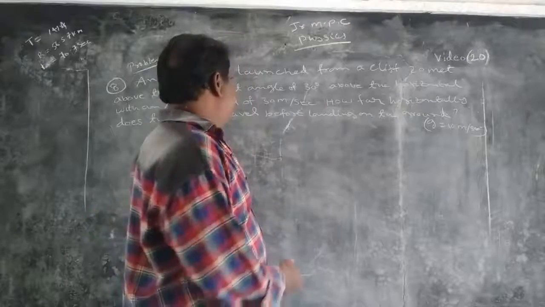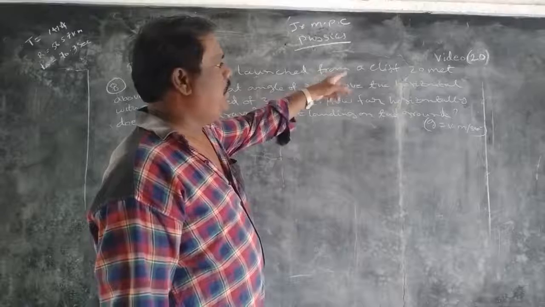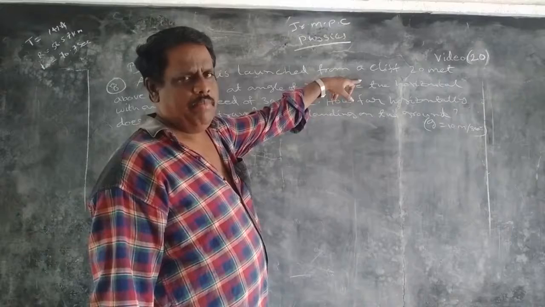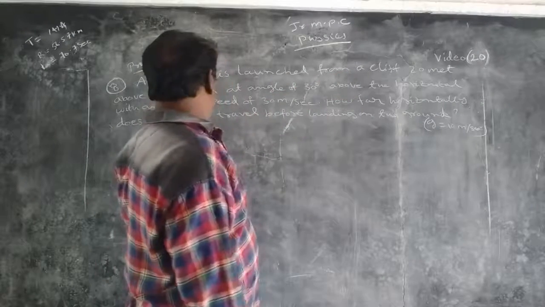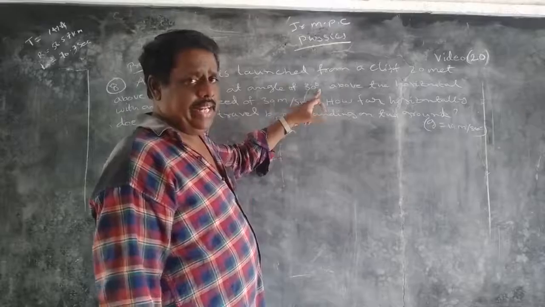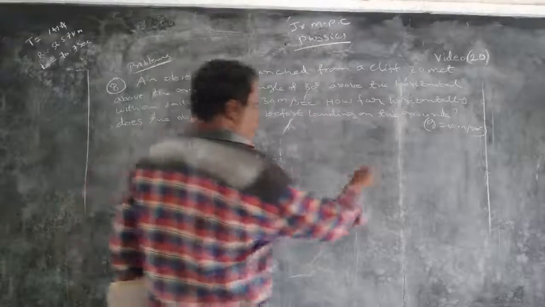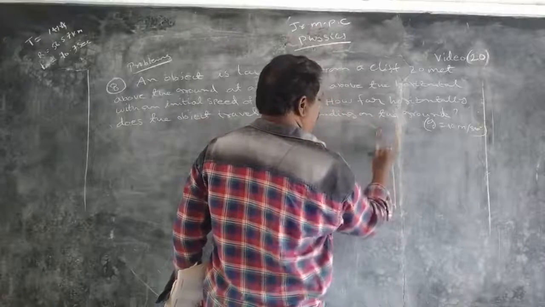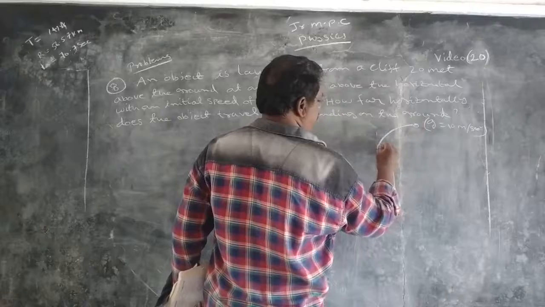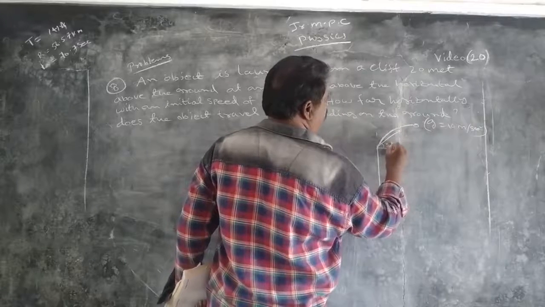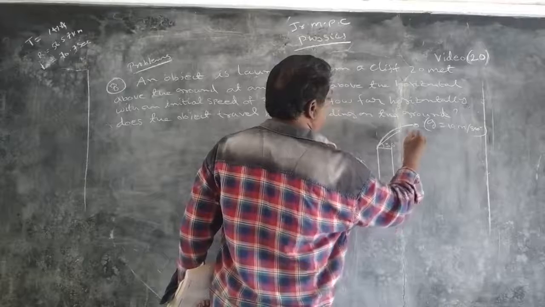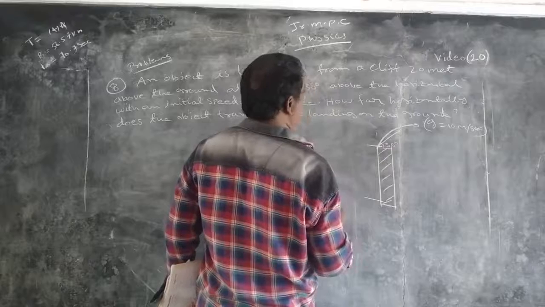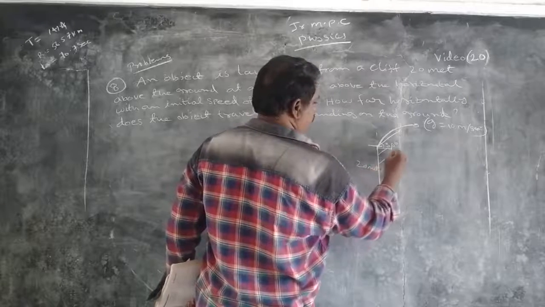So once again we have to read the problem. An object launched from a cliff, that means from a tower or a building or a mountain, 20 meter above the ground at an angle of projection theta equal to 30 degree. So here, this is the cliff. From here they projected a body with an angle of 30 degree. The height of the cliff they are given is 20 meter.